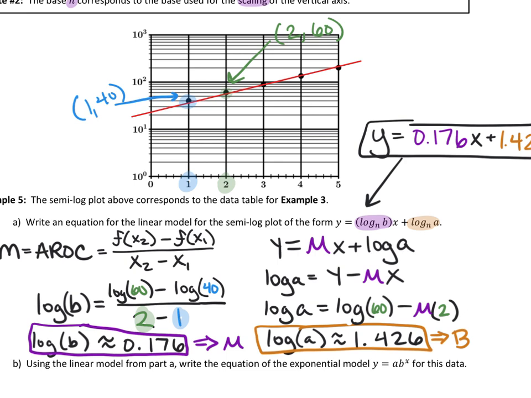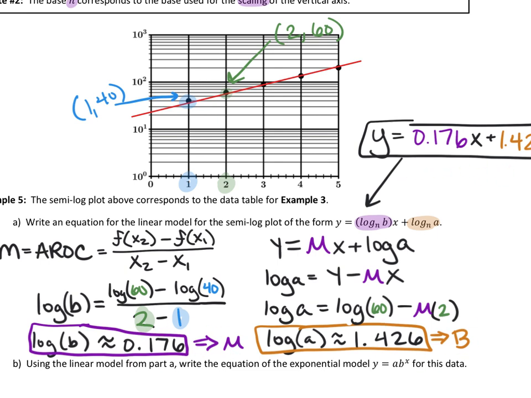But once I plug in numbers, I just need an input and an output pair from the graph to solve for log of a, which is 2, 60. At this point, all of this is numbers because you have m stored in your calculator. So log of a, which is representing my y-intercept, is approximately equal to 1.426, which is what we get when we type this in.